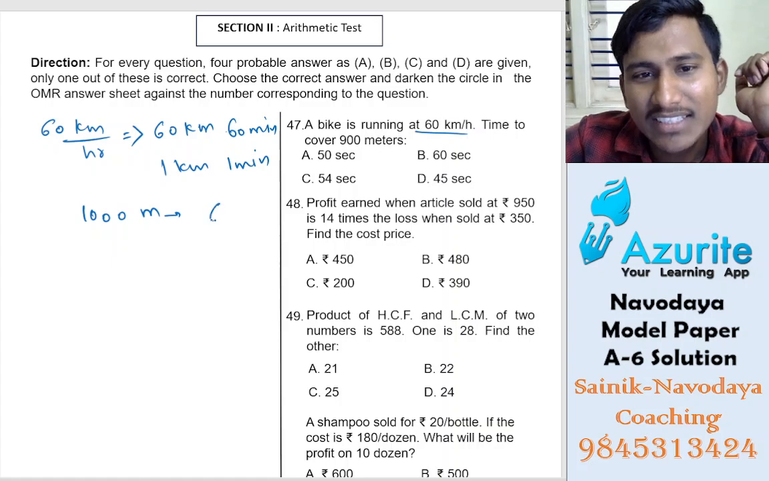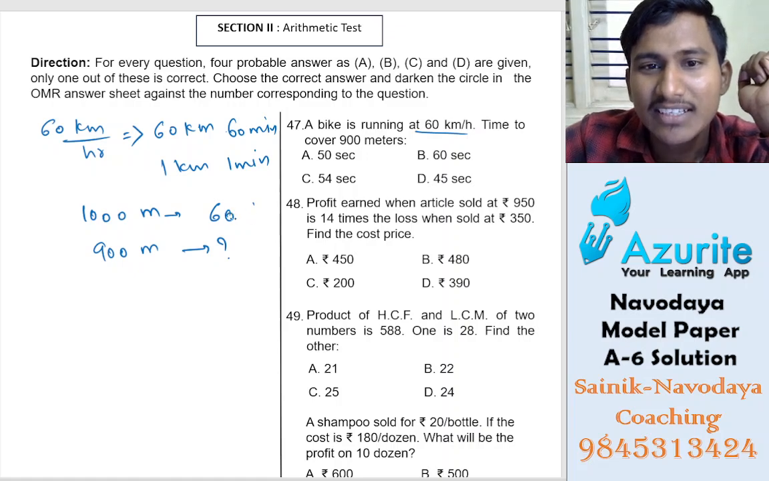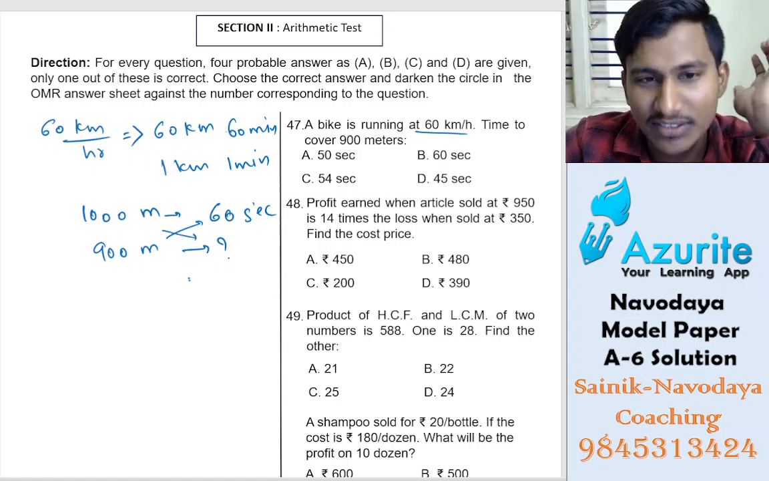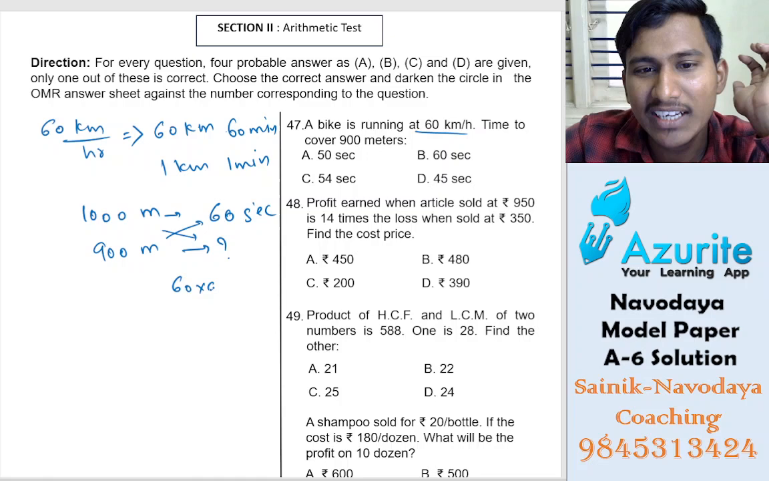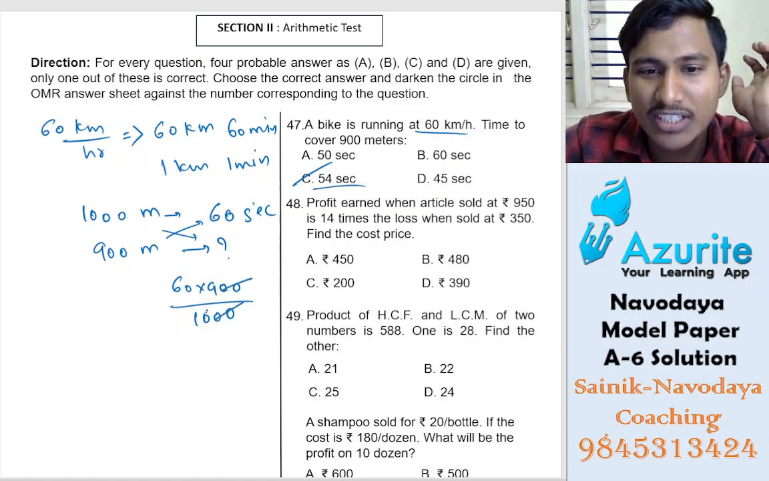So 1000 meters in 1 minute, which is 60 seconds. 900 meters will be how many seconds? You cross multiply and you will get the answer: 60 into 900 divided by 1000. Here zeros will cancel. Two zeros, here one zero, 6 nines are 54. So 54 seconds.